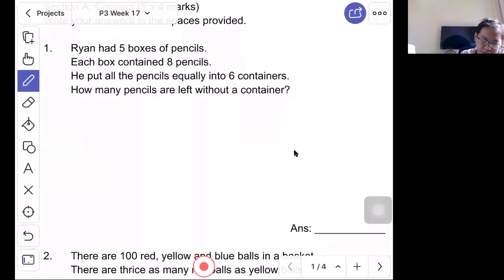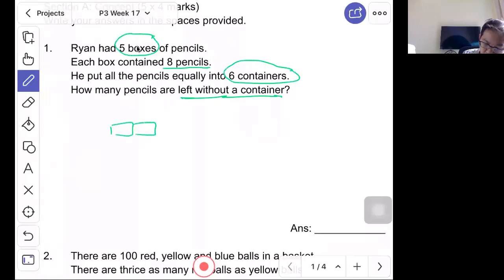So let's start with circling the keywords. The keywords are 5 boxes, followed by 8 pencils, followed by 6 containers. And they're asking for the number left without a container. So what it means is they are finding the remainder. For the model, you start with 5 boxes first. So you draw 1, 2, 3, 4, 5. And each box has 8 pencils.